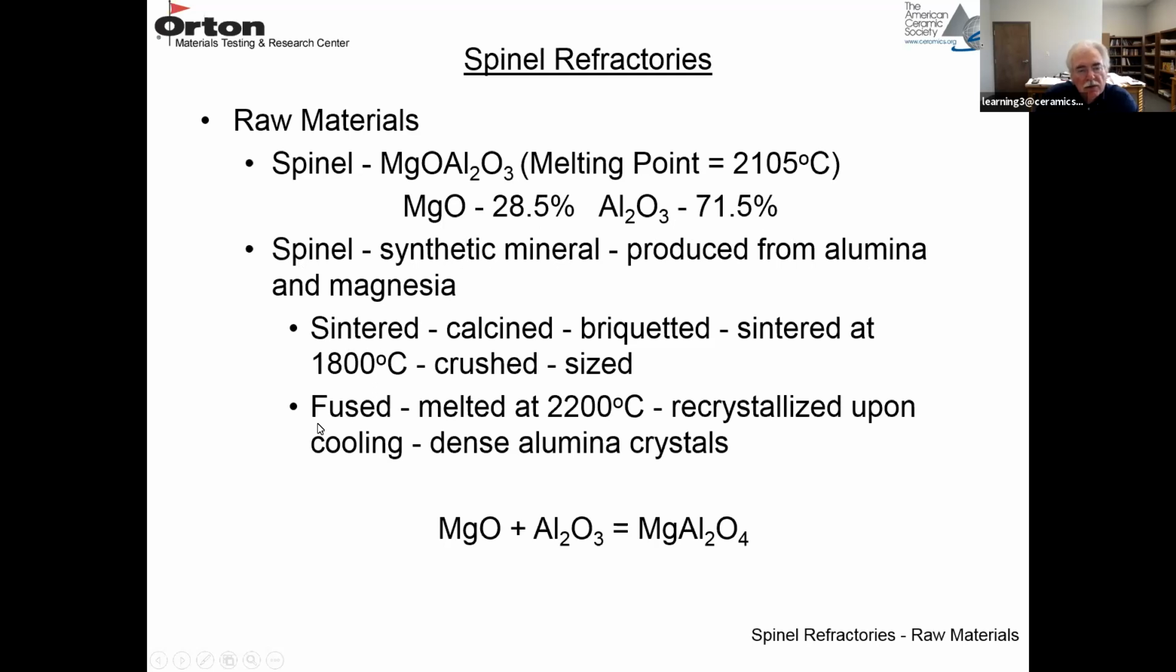The sintered material is calcined at a low temperature, formed into pellets or briquettes, then sintered at 1800 degrees C, relatively high temperature to densify it, then it's crushed and sized. The fused material is melted at 2200 degrees C, and then it recrystallizes upon cooling to form dense alumina MgO crystals, or spinel crystals. So MgO plus Al2O3 forms MgAl2O4.